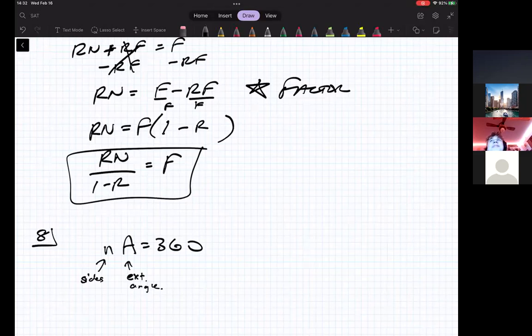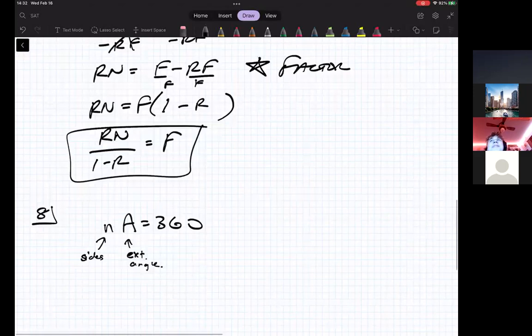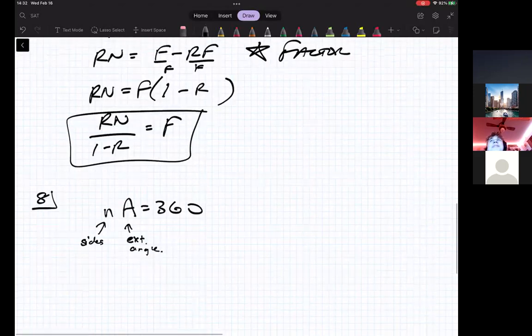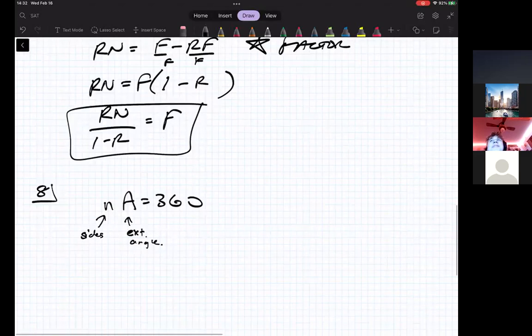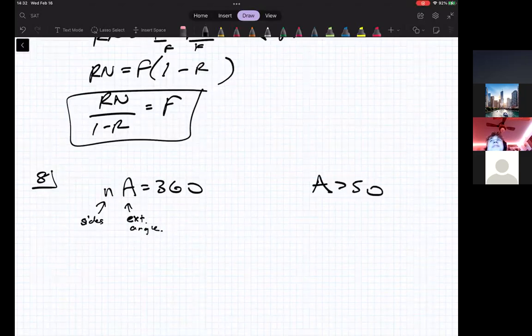If the measure of an exterior angle of a regular polygon is greater than 50, so A is somehow bigger than 50, what is the greatest number of sides it can have? So if A is something that's greater than 50, then what is the greatest number of sides? We're looking at pretty much the maximum of n. What I would probably start off by trying is, let's just see what happens if we plug in 50. n times 50 equals 360.